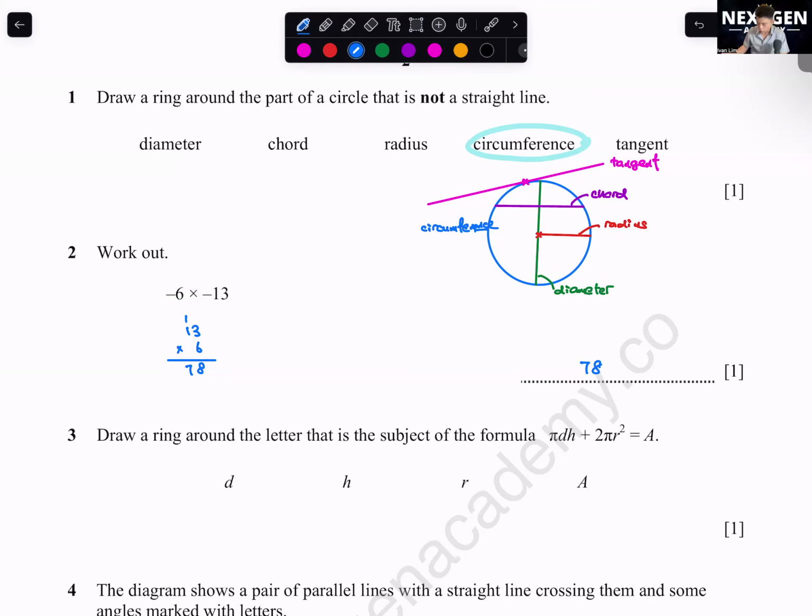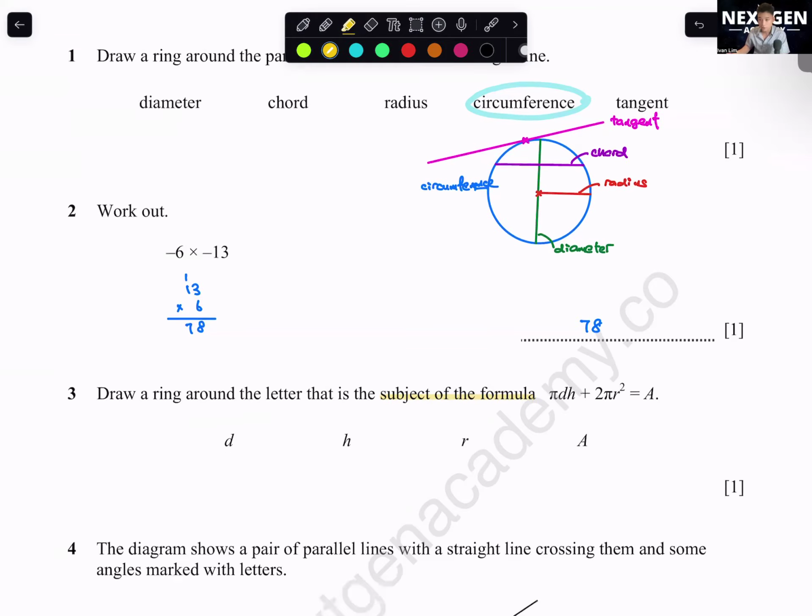The next one. Draw a ring around the letter that is the subject of the formula. What's the meaning of subject? Pi dh plus 2 pi r squared equals A. Which alphabet is the subject: D, H, R, or A? Do you remember the term subject? Pi? There's no pi. D. Why D? What do the rest of you think the subject is?